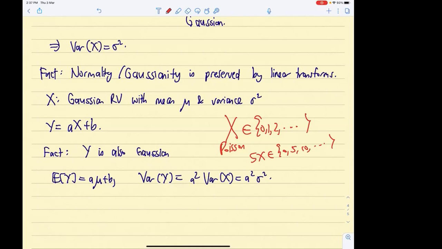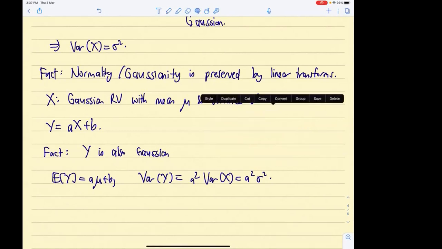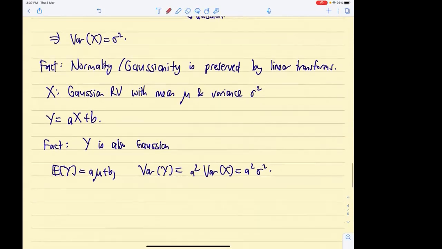So Poisson is not closed under linear transformation. That's how we say it in mathematics. But the Gaussians are closed under linear transformations. Most distributions are not closed under linear transformations. Most, like exponential also, sorry. Okay. So Gaussians are very beautiful. They have this property. Now, anyone has any questions at this point?